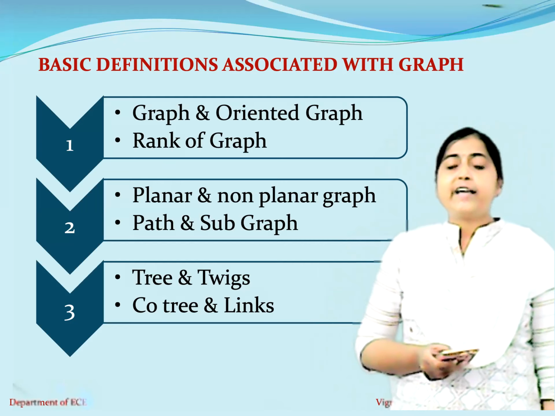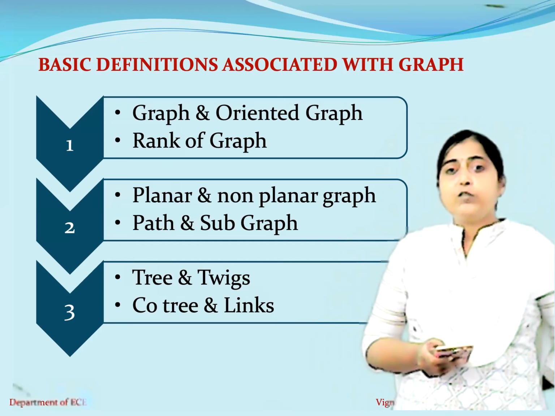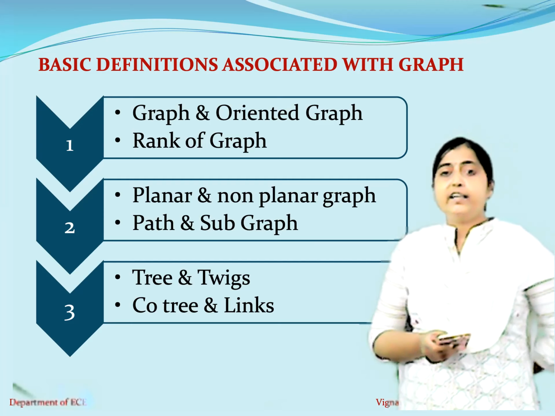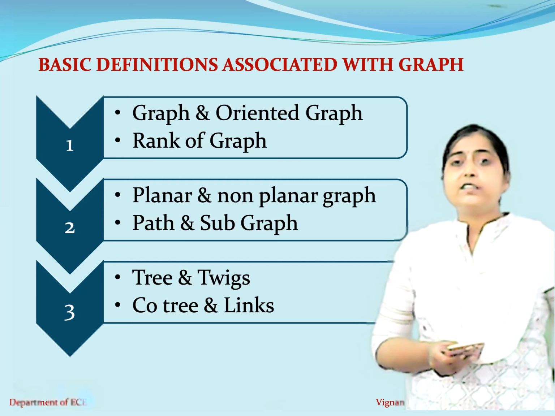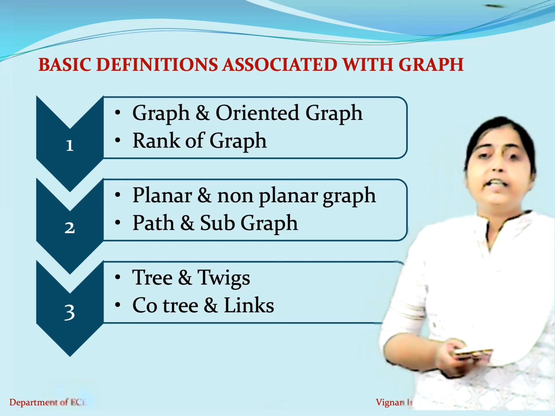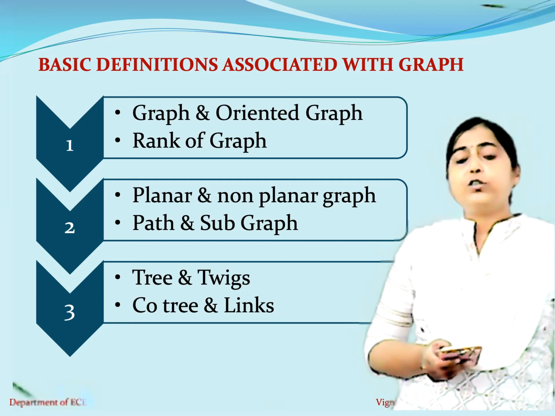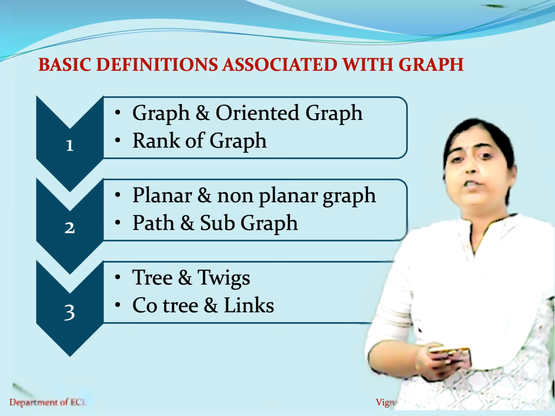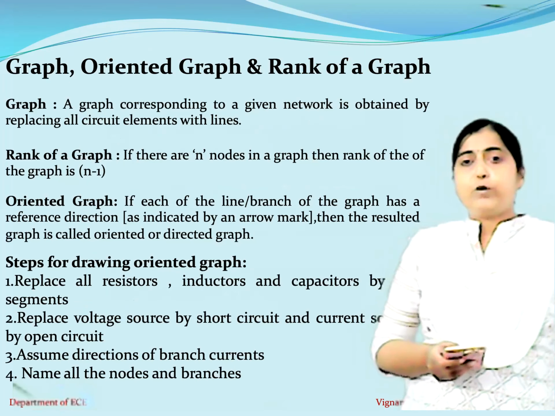Then, what is the rank of the graph? What are planar and non-planar graphs? What is a path and what is a subgraph? Then you should know what a tree and twigs are, and then a co-tree and links. These are the terms which are associated with network topology. In order to solve a network using the network topology concept, these are the terms that you need to remember, and we'll be using them frequently while solving the network.